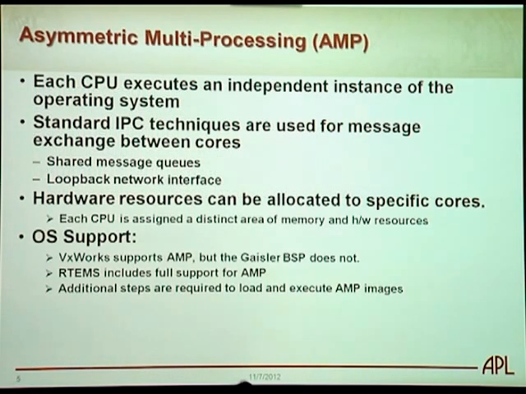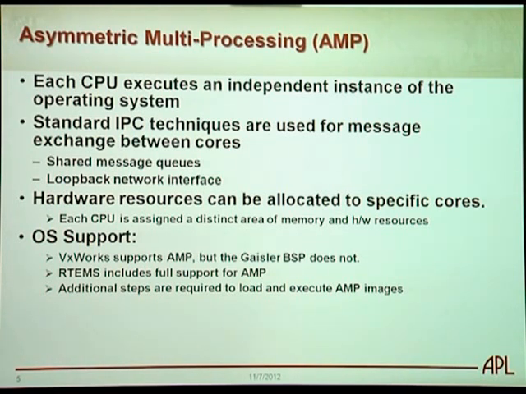In AMP, each operating system, as I said, is independent. Standard interprocessor techniques can be used for communicating between cores, such as shared message queues or a loopback network, but this depends on OS support, and it's normally an extension of the operating system using shared memory or hardware. Hardware resources are normally allocated to a specific core in AMP, same thing for SMP as well.